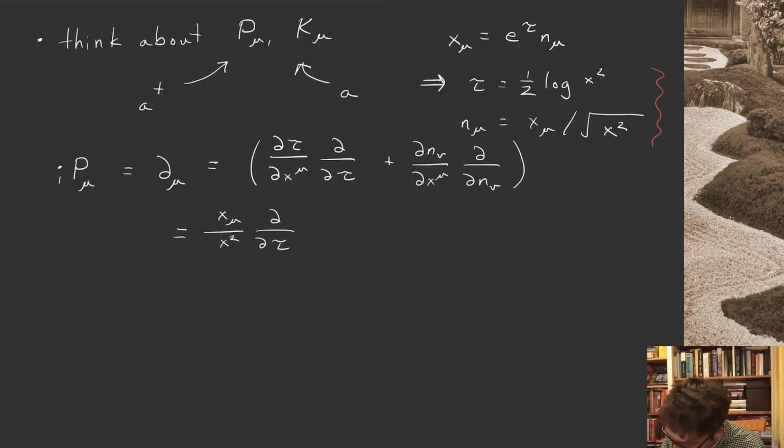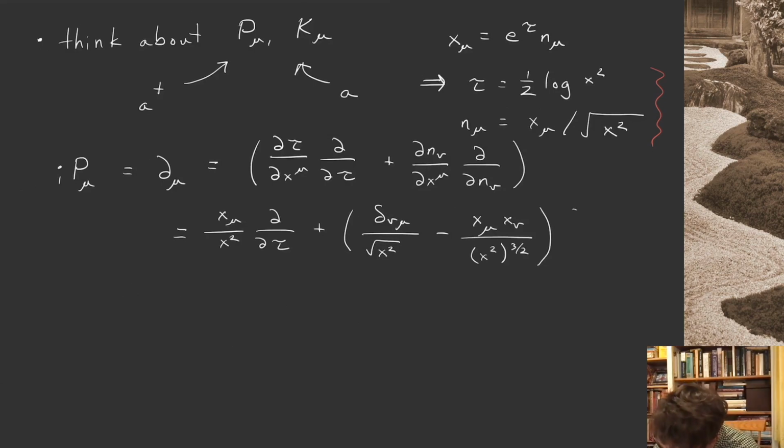And then when I take the x^mu derivative of n, I'm going to get two terms. Well, first I can take a derivative of the numerator. That's going to give me a Kronecker delta function. I could write the Minkowski tensor, but I'm in this Euclidean context here where time is supposed to be like all the other spatial coordinates. So it's just the Kronecker delta divided by the square root of x squared, minus, and now I take a derivative of the denominator and I get x_mu x^nu over x squared to the 3/2, and now d/dn^nu.